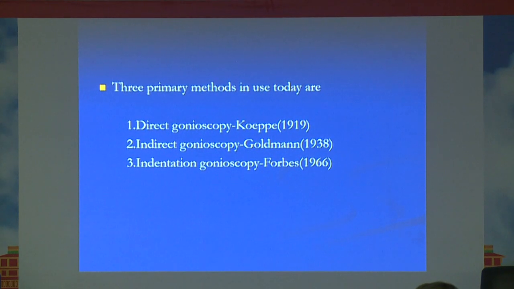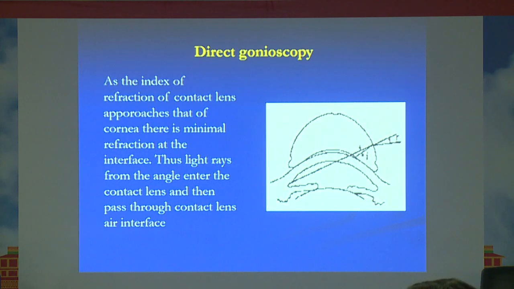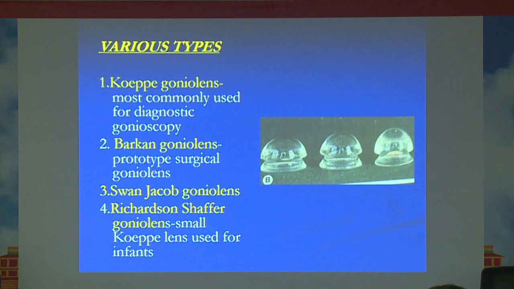Three primary methods are direct gonioscopy, indirect gonioscopy, and indentation gonioscopy. In direct gonioscopy, as the index of refraction of the contact lens is similar to that of the cornea, there is minimal refraction at the precorneal tear film, and so light rays enter the eye. There are various types of direct gonio lenses.